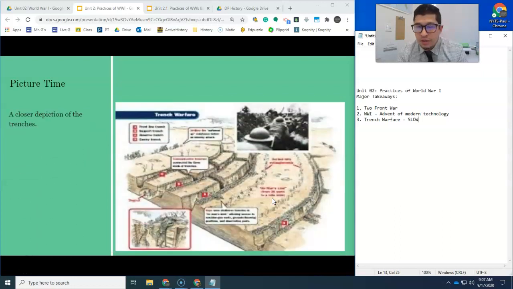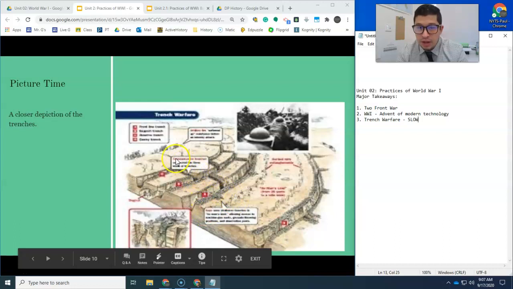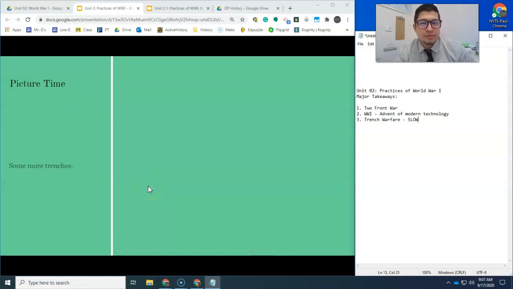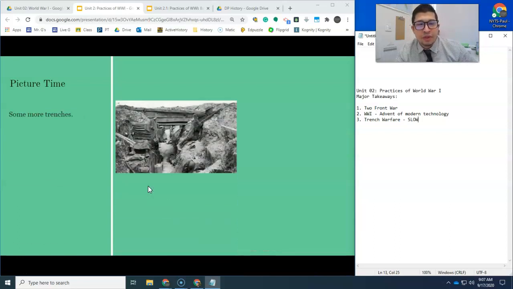All right, now here's a little bit of a closer depiction. You can always go back into the line, right? You don't really want to go over the top. You don't want to go forward. The farther back you go, the safer you are. All right?